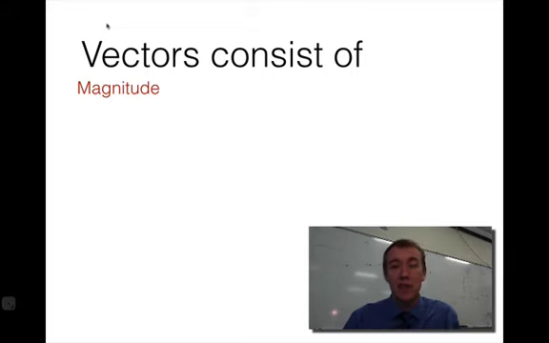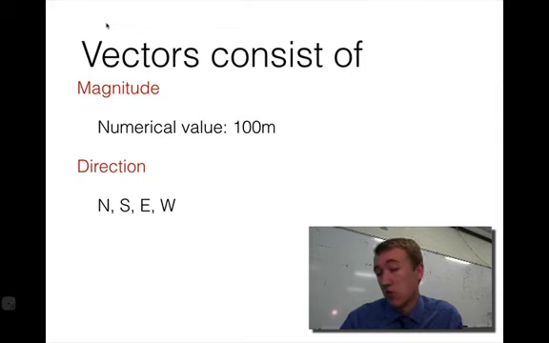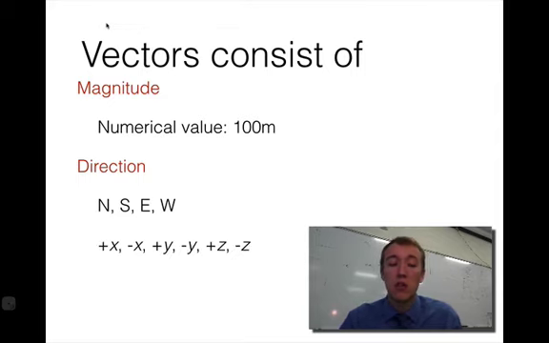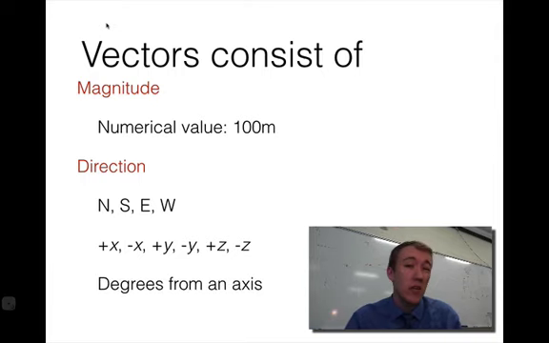Part of it is the magnitude. So if we're talking about displacement, magnitude is the numerical value. Could be 100 meters. Okay, that's an example of the magnitude of your displacement. Another part of a vector is that it has to have direction. There's a few different ways you could describe direction. You could say north, south, east, west, so you're using cardinal directions. You could talk about a coordinate plane or a coordinate axis where you have positive, negative x, positive, negative y, positive, negative z. Or we can use angles.